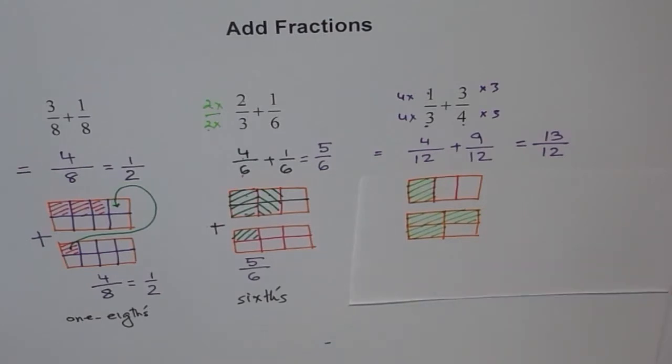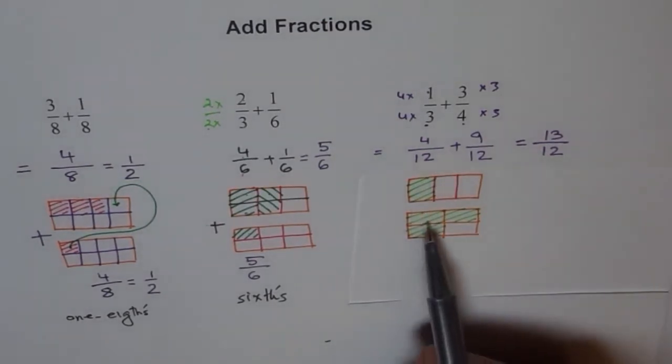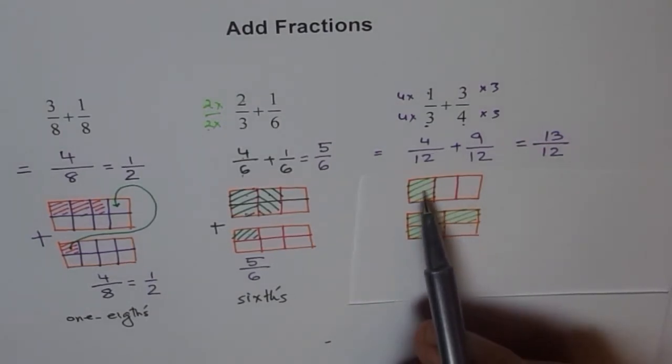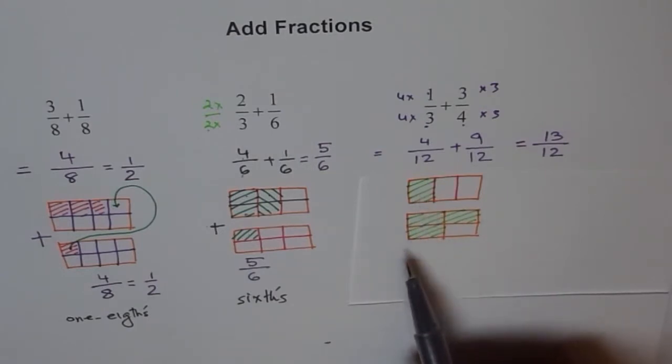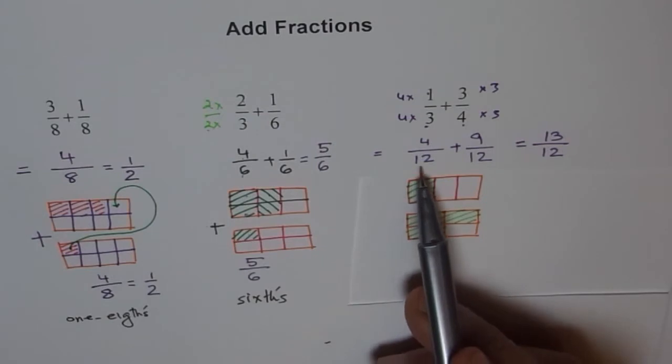So we got 3. Now can you add them? No, you can't, because they are not equal size of pieces. This is much bigger than this. These are 1/3 and these are 1/4. So you have to make them with common denominator. The common denominator for us is 12.